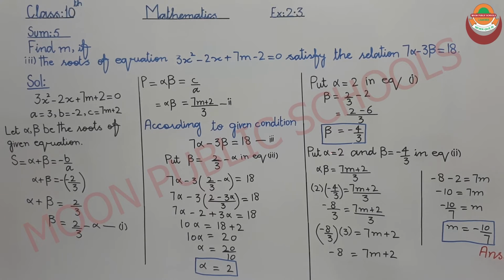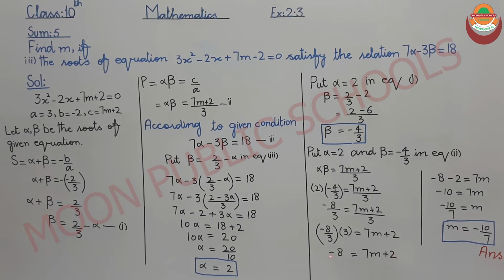Now we put the values alpha equals 2 and beta equals minus 4 over 3 in equation 2. Then we find the value of m. Now the value of alpha equals 2 and the value of beta equals minus 4 over 3, equals 7m plus 2 over 3. Multiplying 2 with 4, 2 into 4 equals 8, minus minus plus, over 3. Here we multiply 3 with 8, cut 3 with 3, rewrite values, minus 8 equals 7m plus 2.